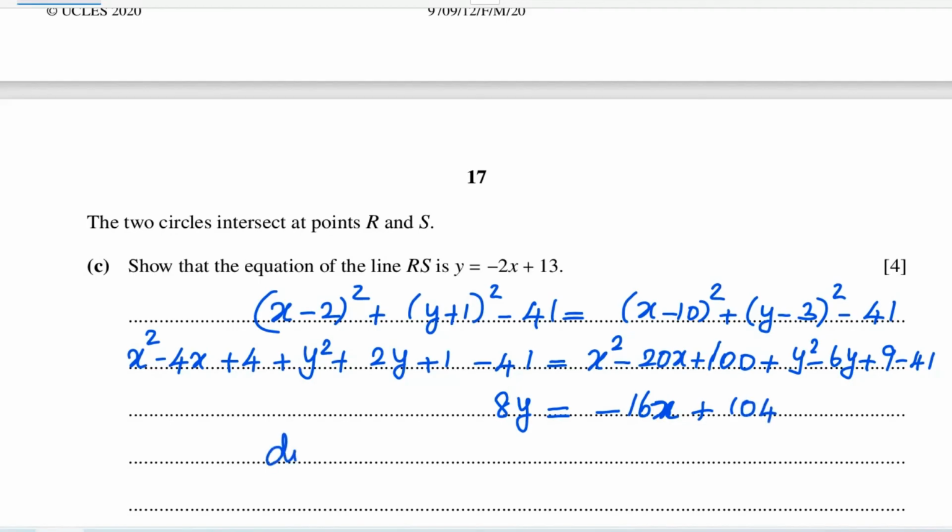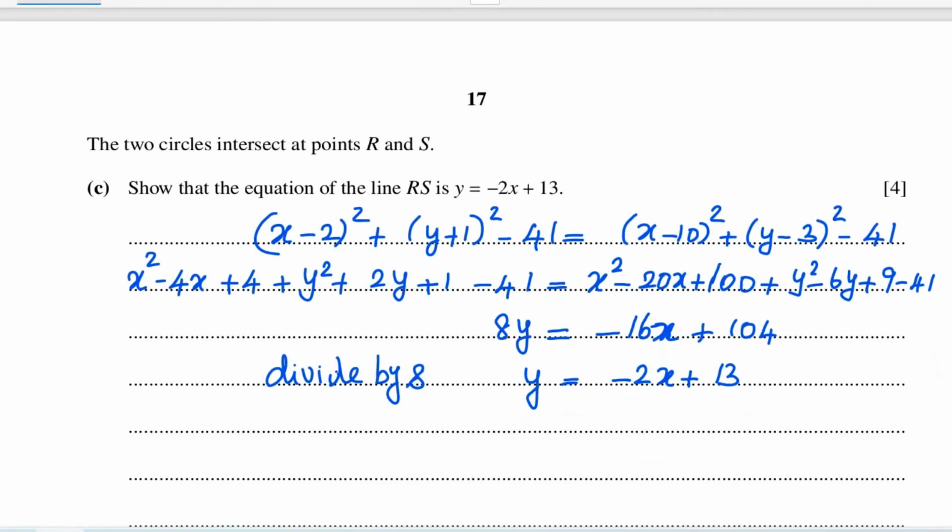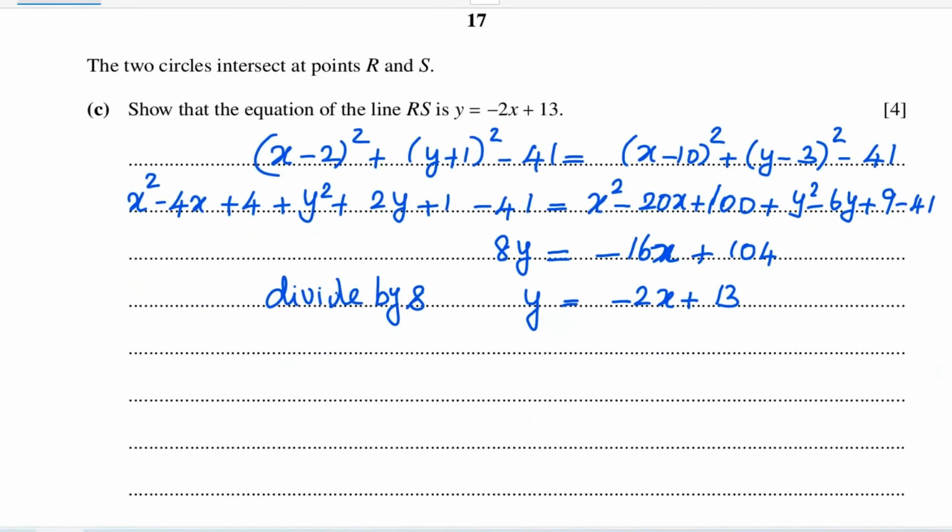So now divide it by 8. So we get y is equal to minus 2x plus 13. So the equation of RS is y is equal to minus 2x plus 13.